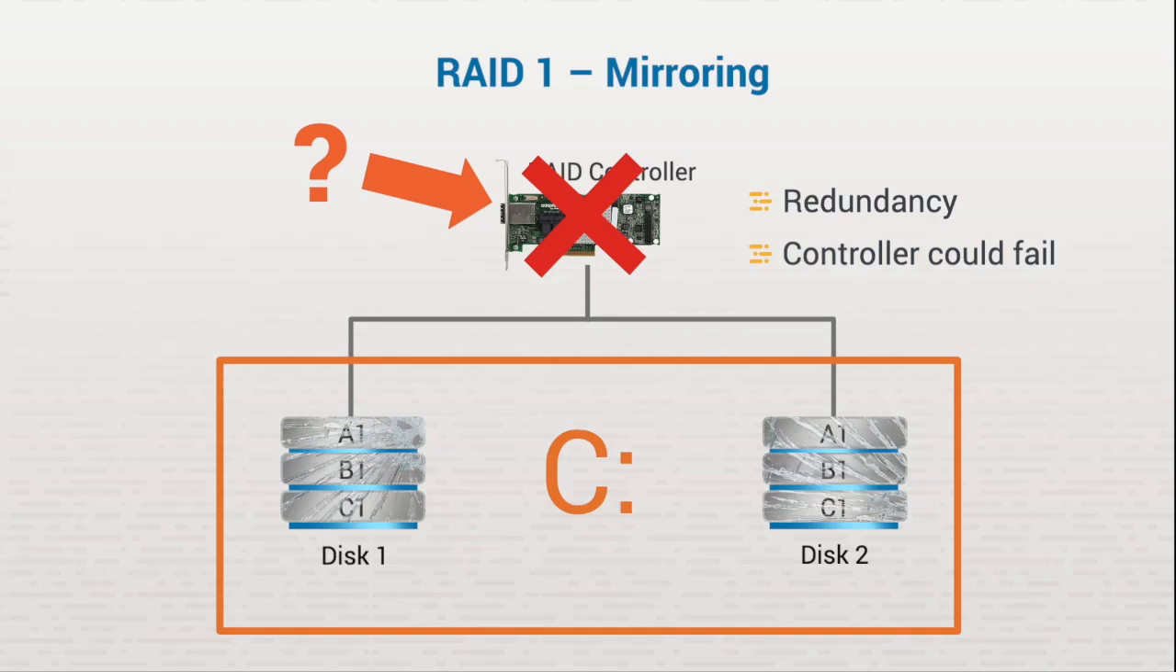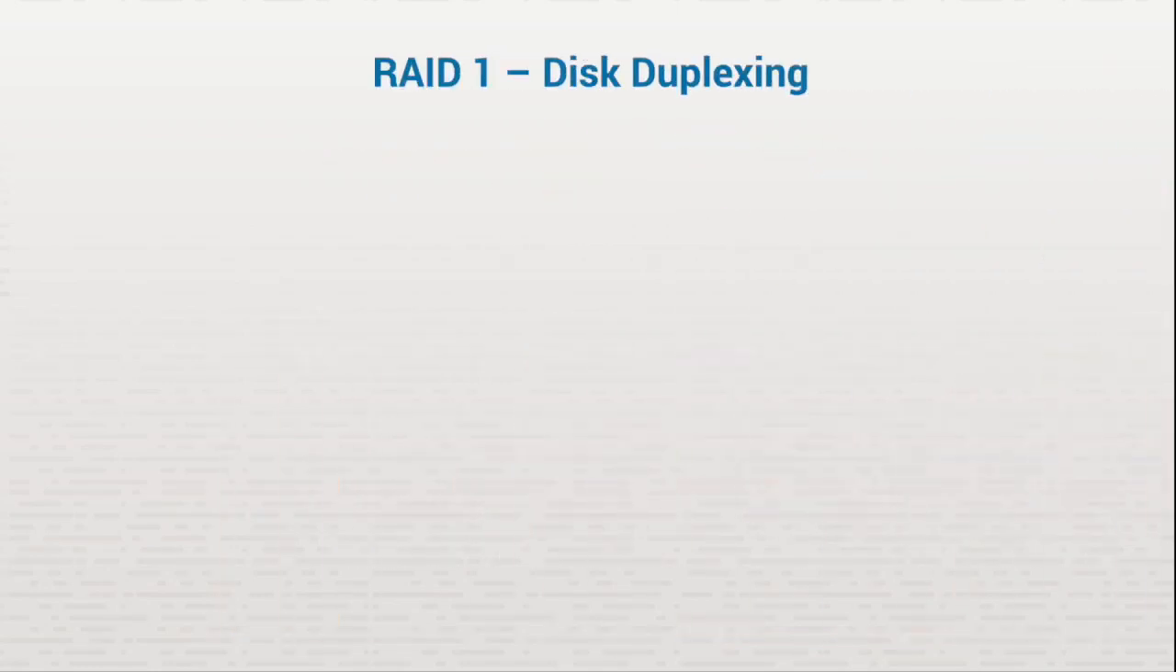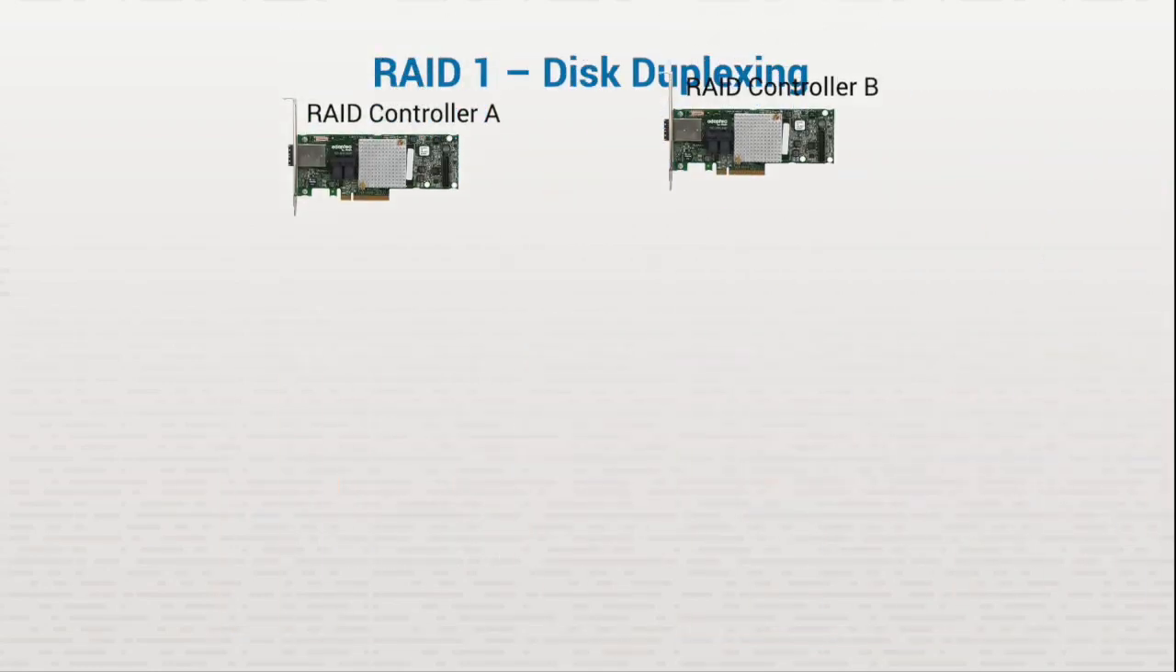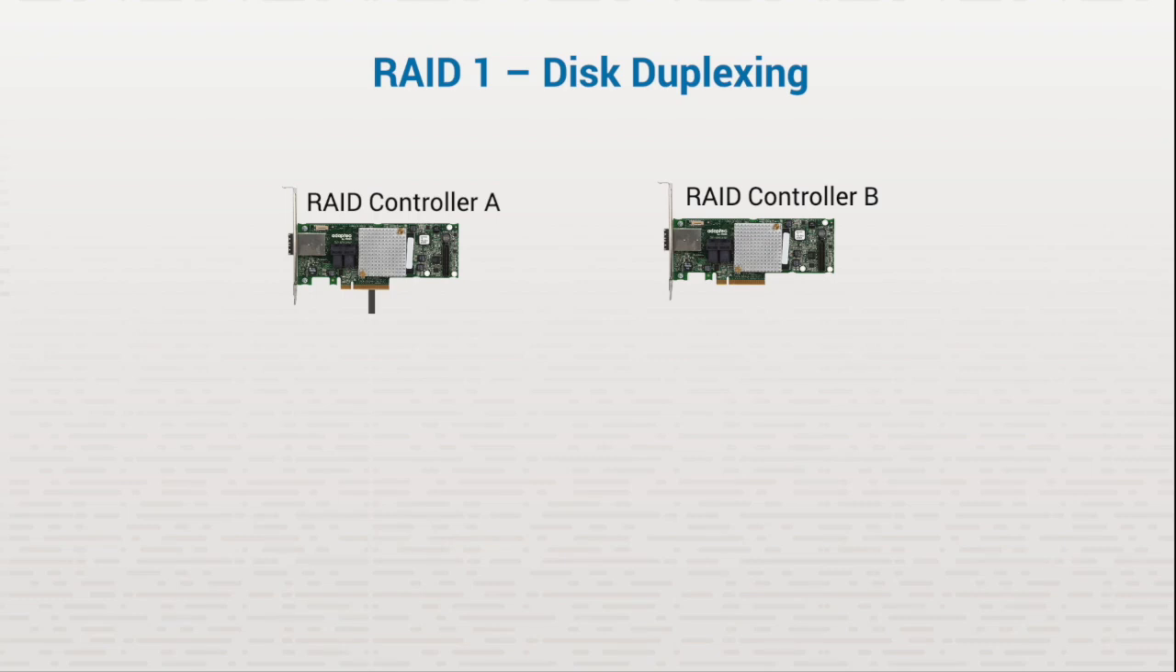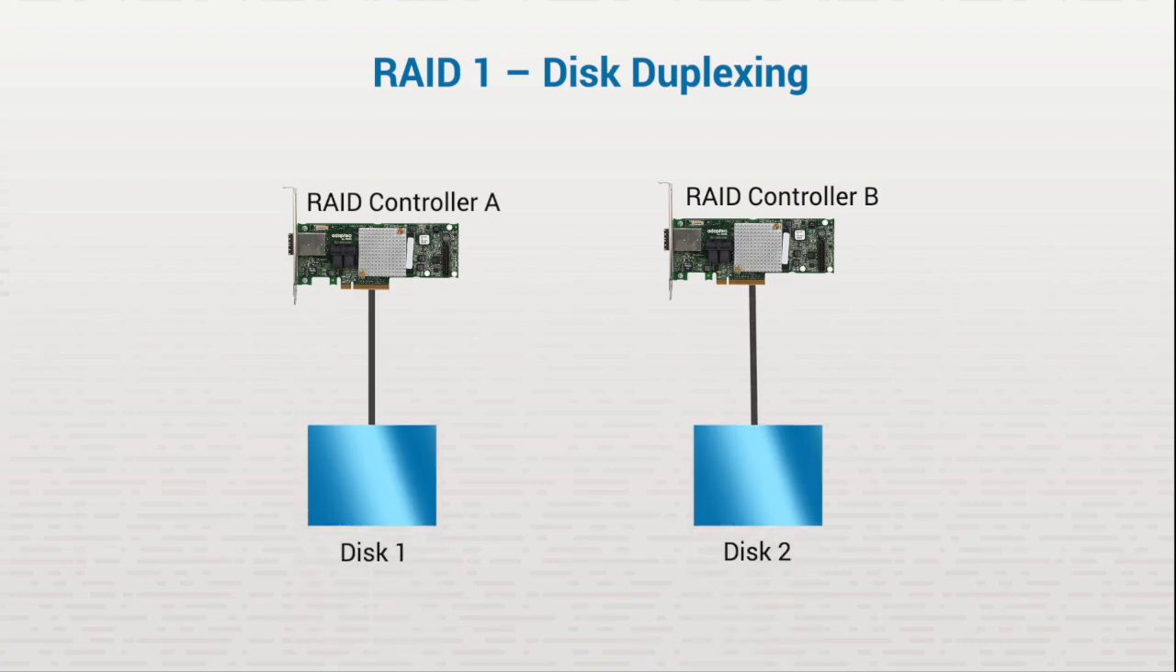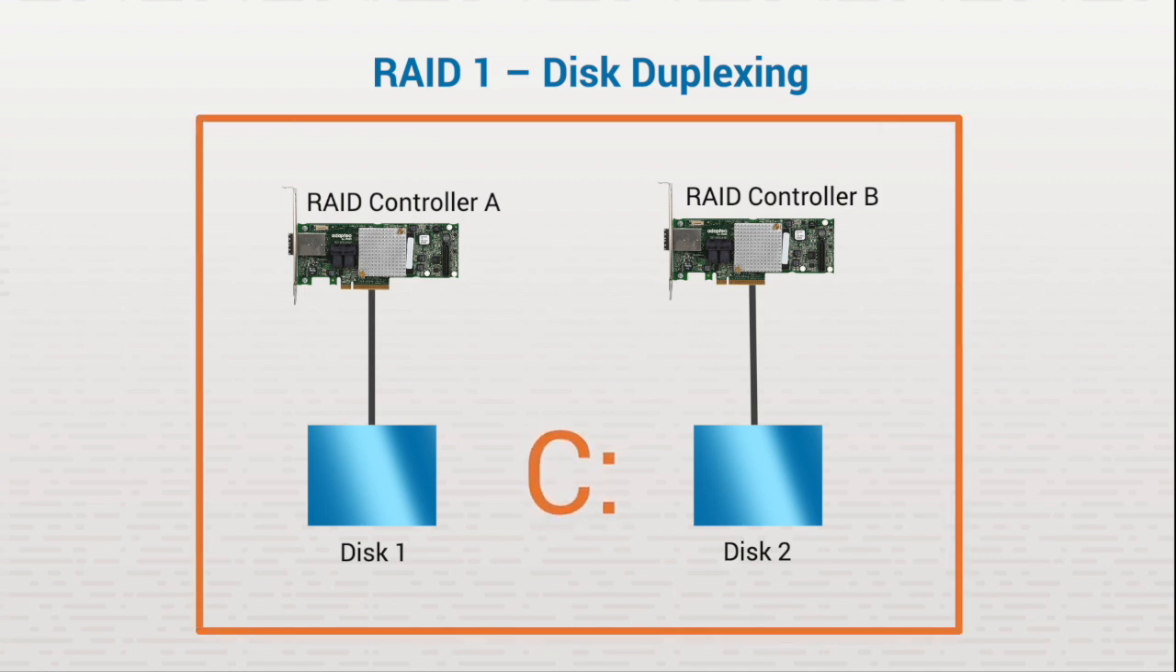To get around this, you can implement duplexing. Duplexing looks a lot like mirroring, but with an extra controller card. You still have 2 disk drives, but instead of connecting them to a single controller, you connect each one to a different controller. As with RAID 1, the operating system sees them as one logical disk.